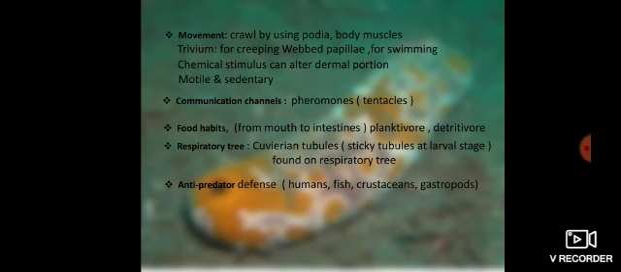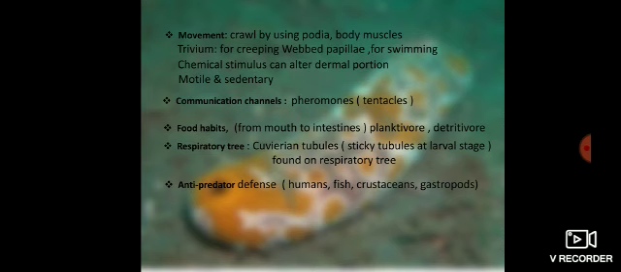The food habits are that they feed as planktivores and detritivores. They ingest the prey through the mouth and then it moves to the intestine, where all the digestion takes place. The next is the respiratory tree. The respiratory tree is also present here for gaseous exchange or respiratory purposes. These tubules have some sticky substances on their edges, which is why they are called sticky tubules, found on the respiratory tree at larval stages.